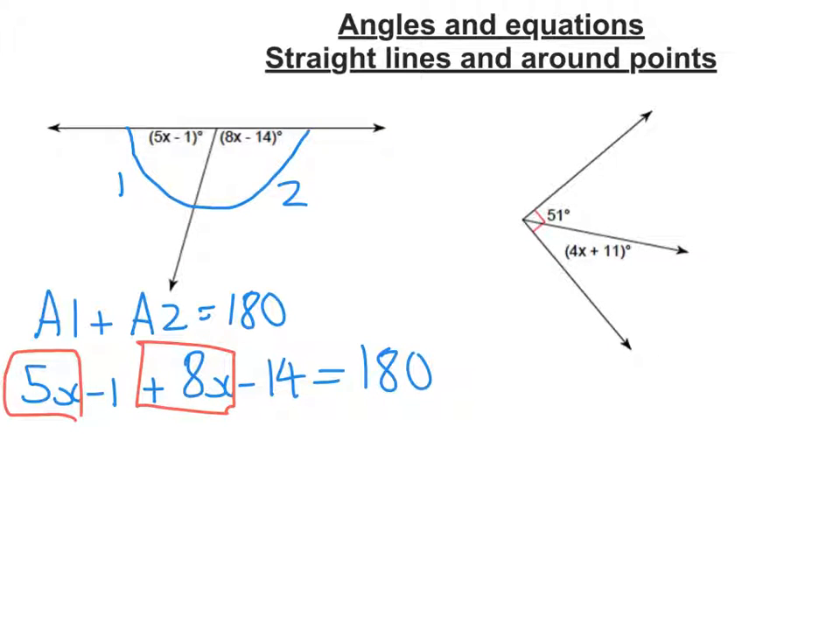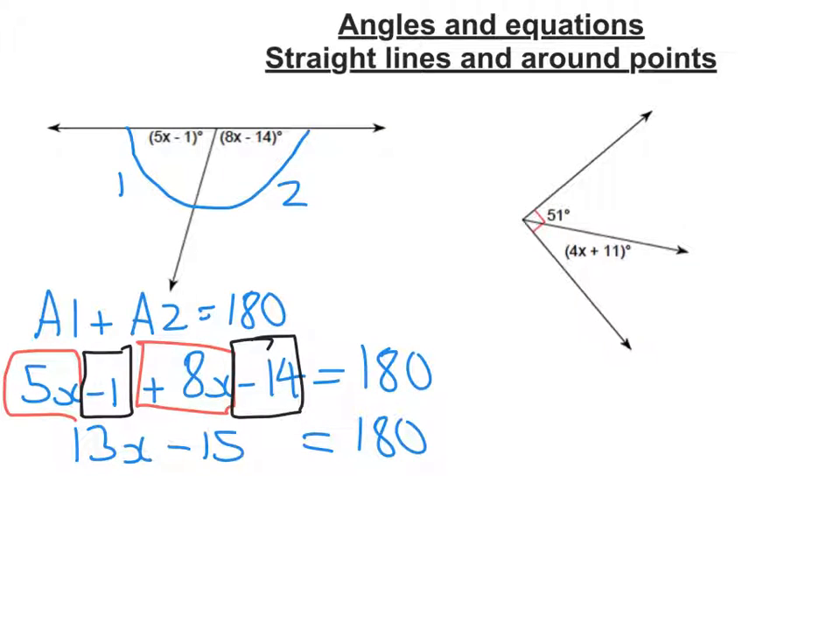So I'm going to add those together, so that becomes 13x. And then I've got a minus 1 minus 14. So minus 1 take away another 14 would be minus 15. So it's 180. Well, that looks like a great little equation to solve. So let's solve it. It's plus 15 to both sides, so we get all the number terms on one side. So that's 13x is equal to 195.